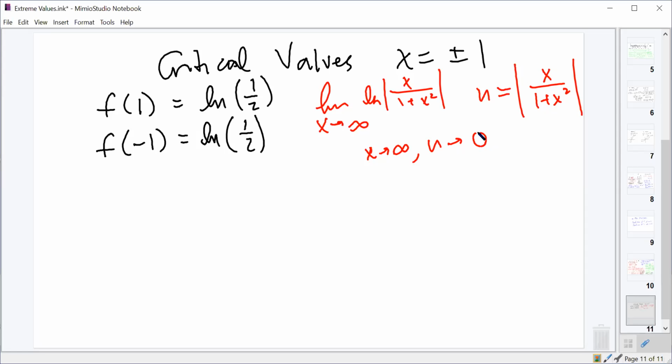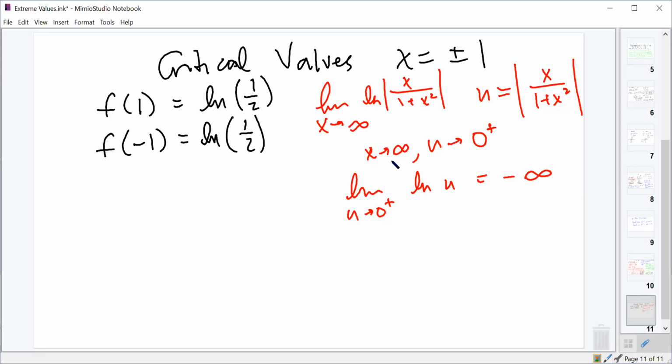And since it's inside absolute value, it should be approaching 0 from which side? The negative side or the positive side? The positive side. Right. If my u values are always positive, I can't approach 0 from the left. I have to approach 0 from the right. So this becomes the limit as u approaches 0 from the right of the natural log of u. And what is that limit? -infinity. Good.